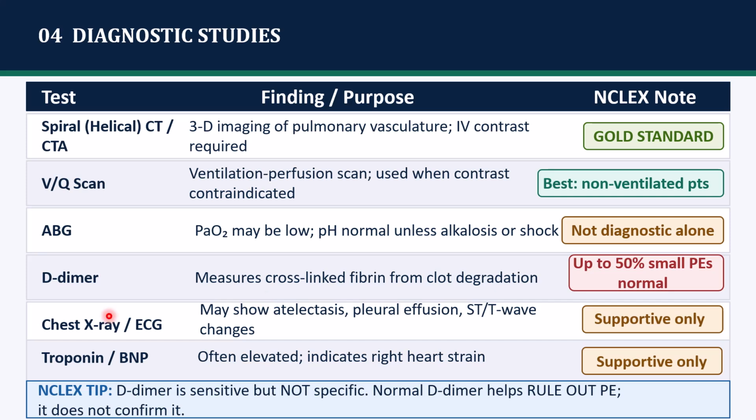Chest X-ray may show atelectasis or pleural effusion, but again not diagnostic. An ECG shows non-specific ST and T wave changes, and troponin and BNP are often elevated, indicating right heart strain. They are useful clinically but supportive, not confirmatory. So the NCLEX tip: D-dimer negative helps you to rule out PE, positive is not diagnostic. Chest X-ray and ECG are supportive findings only, neither confirms PE.